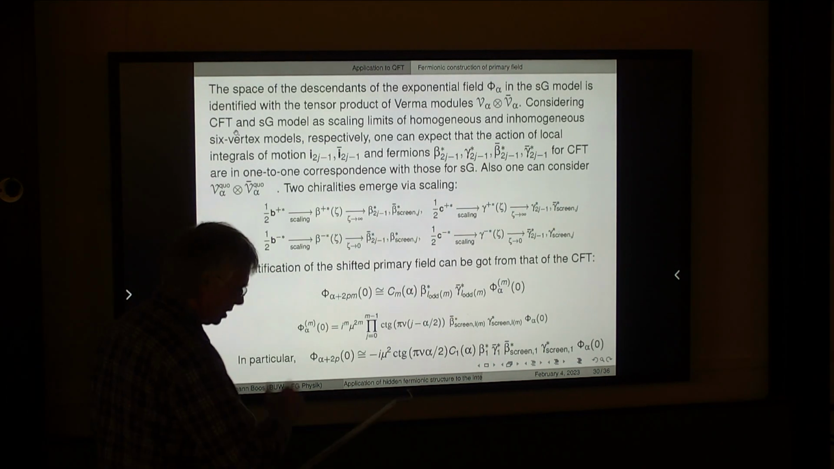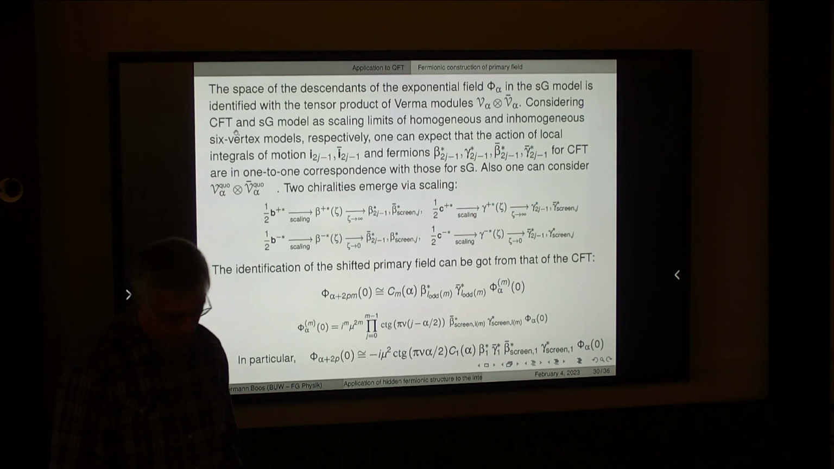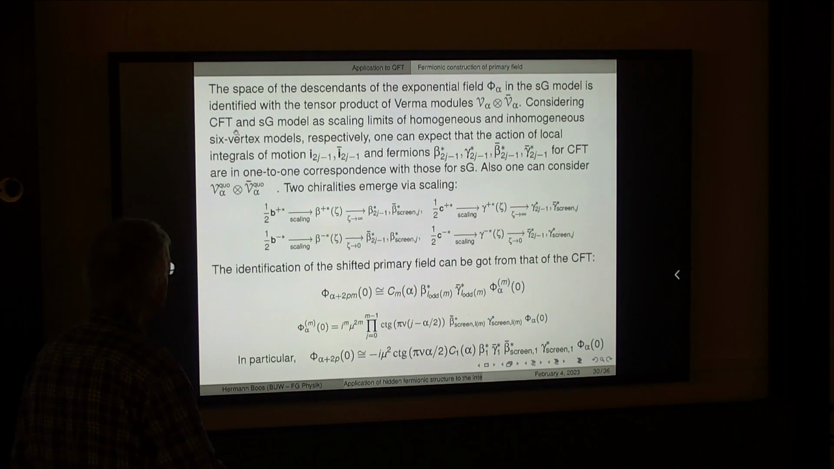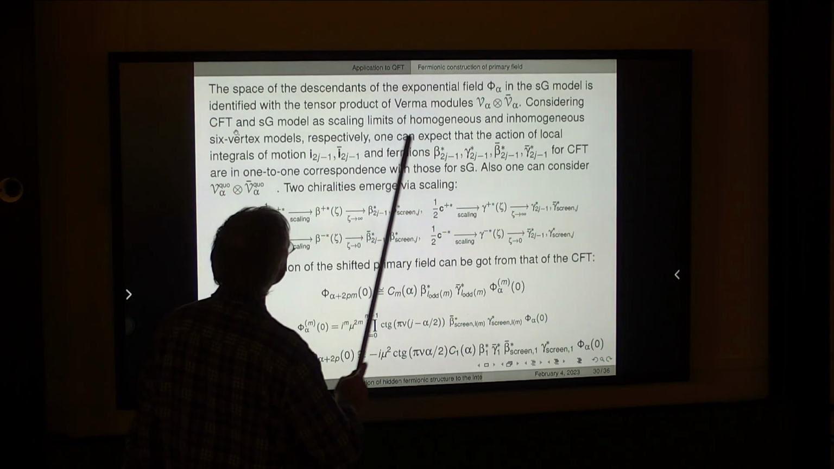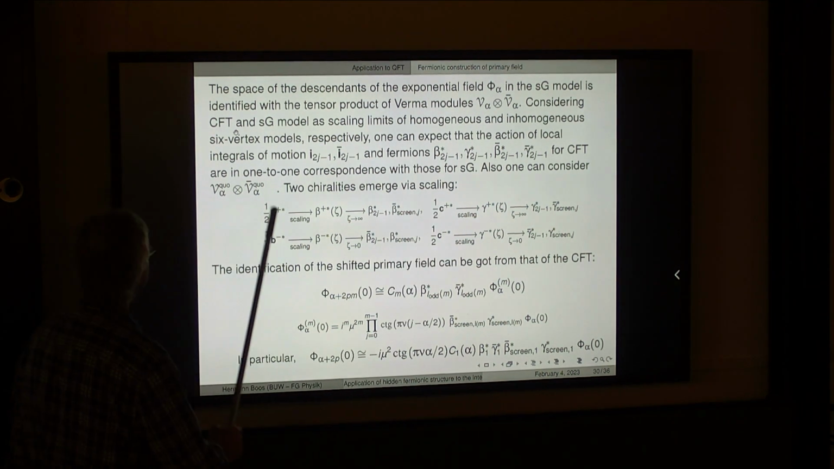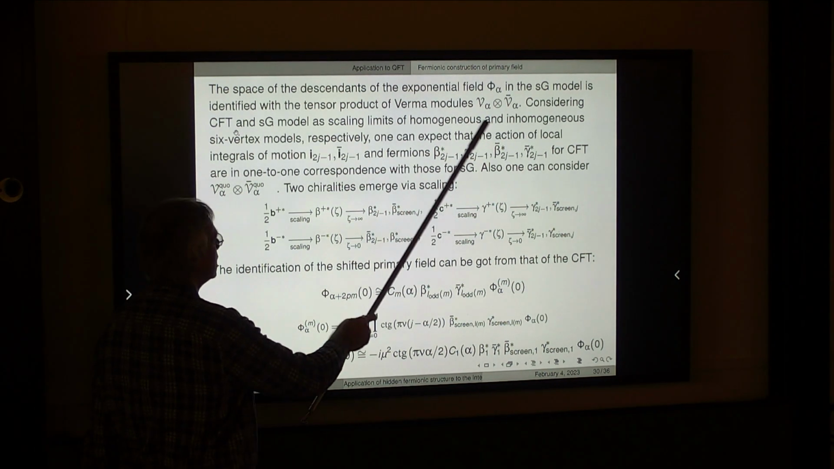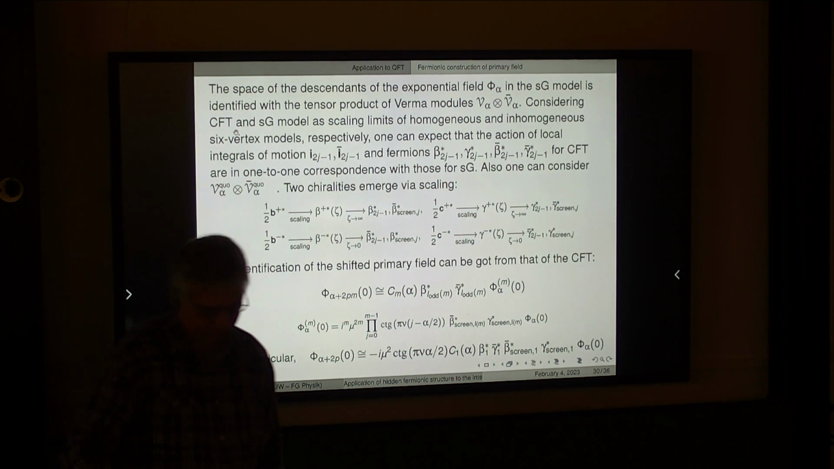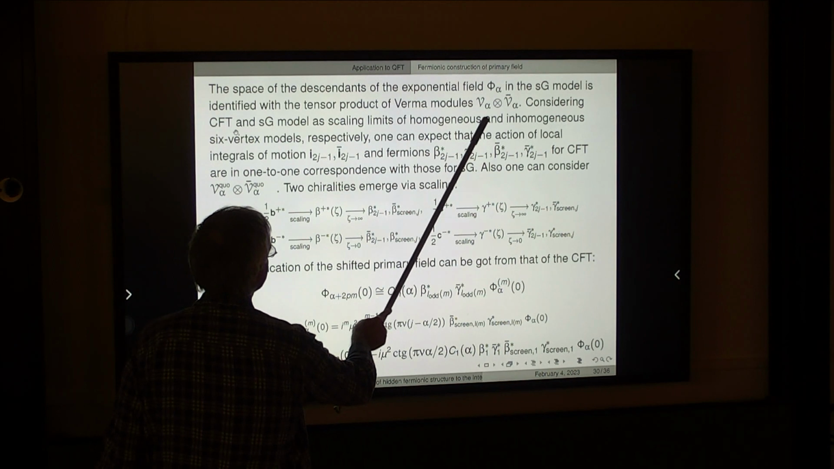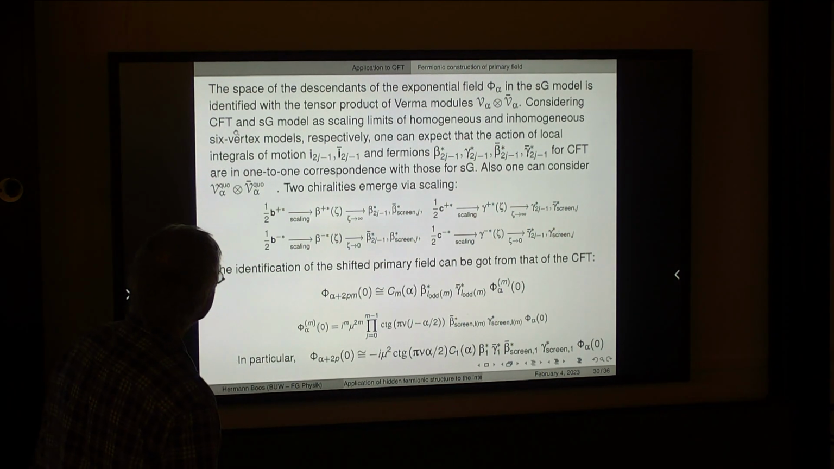Yes, so since the Sine-Gordon model is a perturbation, actually an integral perturbation of QFT, first of all, this exponential field in the Sine-Gordon model should be identified with the tensor product of Hermann modules. Now we have to take also another chirality and take the tensor product of V alpha for one chirality and V alpha bar for another one.